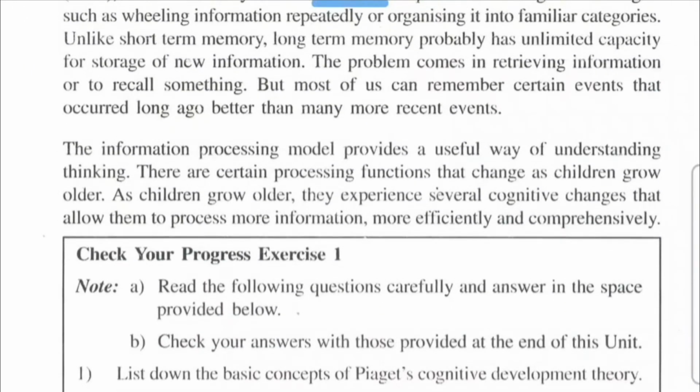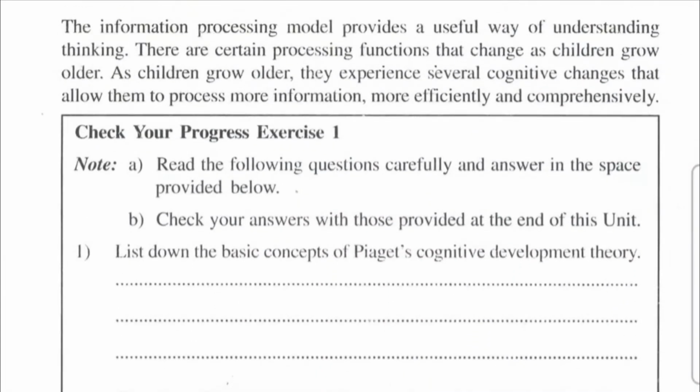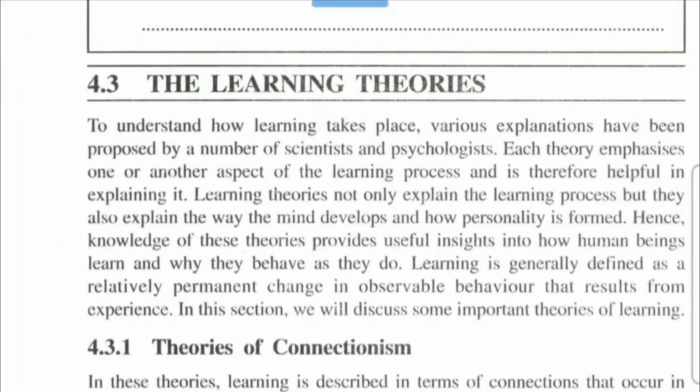The information processing model provides a useful way of understanding thinking. There are certain processing functions that change as children grow older. As they grow, children experience several cognitive changes that allow them to process information more efficiently and comprehensively.